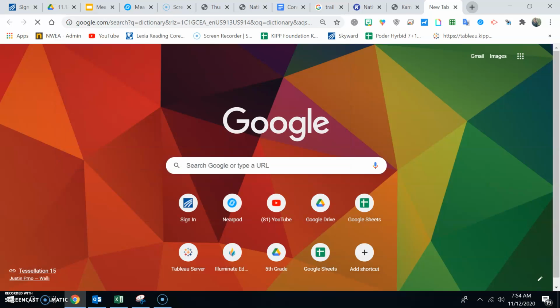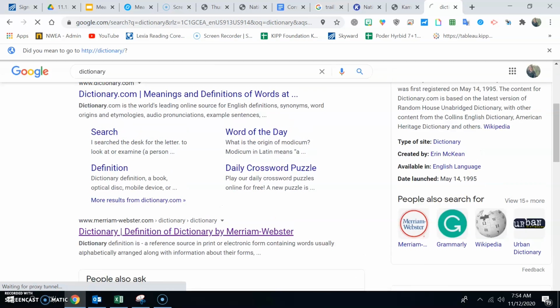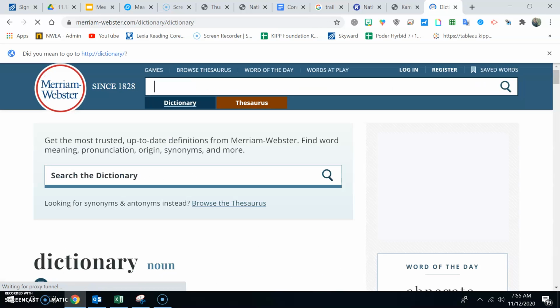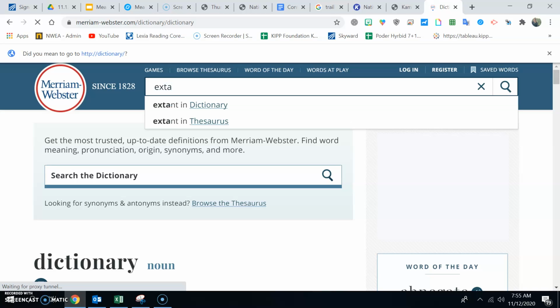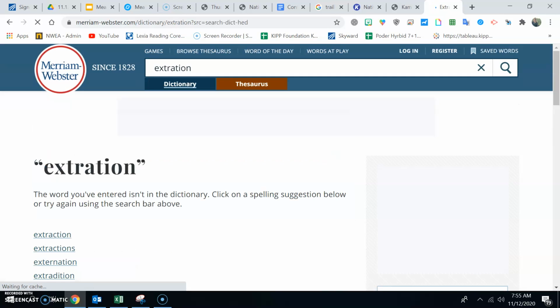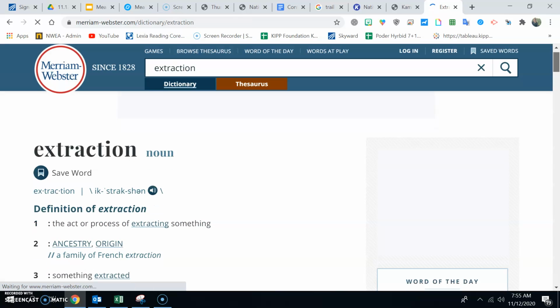So I will be giving you the link to this, but we are going to be using Merriam-Webster dictionary. It is the official dictionary online. And I am just going to type in my word. Extraction. I don't think I spelled it right. So I'm going to look up my word in the dictionary. I didn't spell it right. Miss Tatum is not perfect, but I am going to read the dictionary.